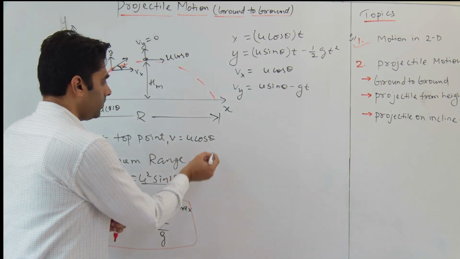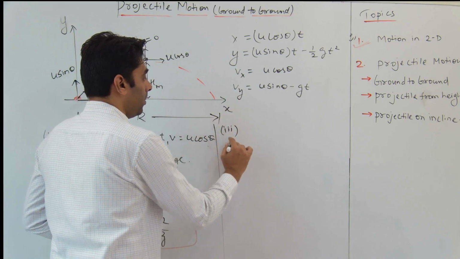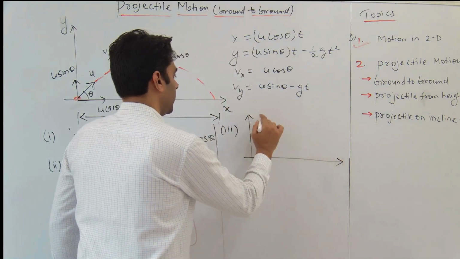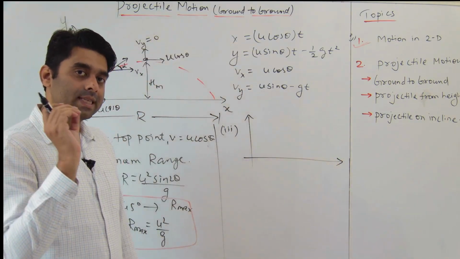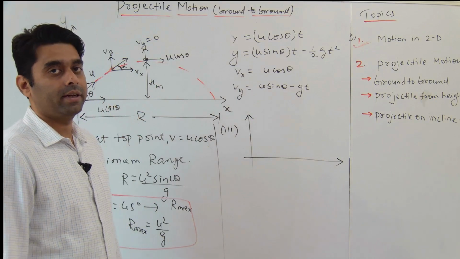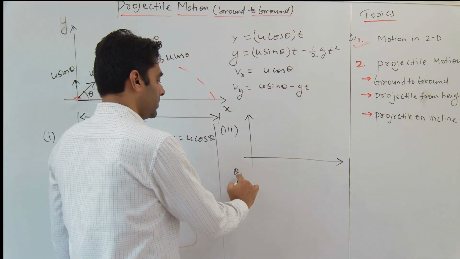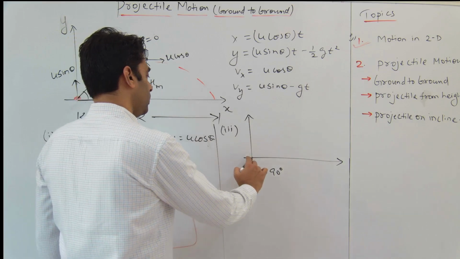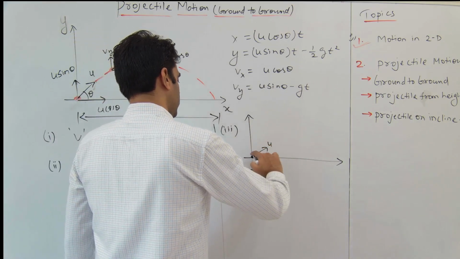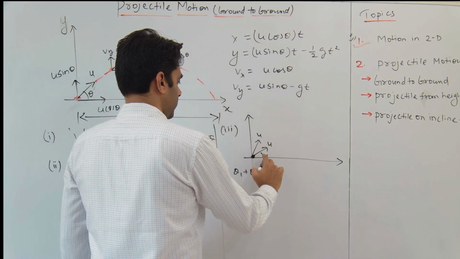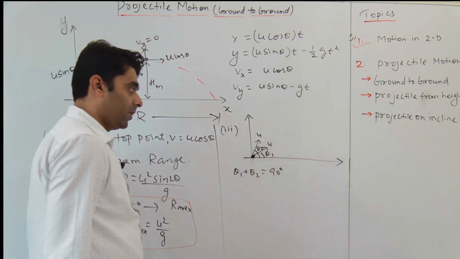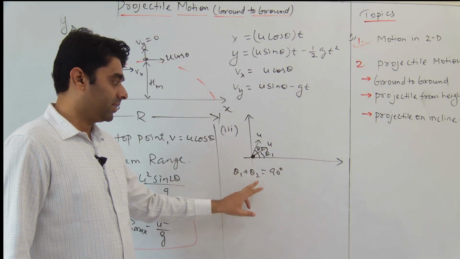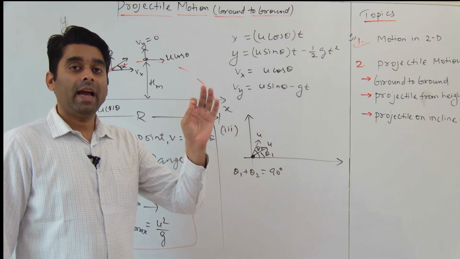Next point is about complementary angles. What do I mean by that? Let's suppose that two particles are thrown with the same velocity u but at angles theta 1 and theta 2 such that theta 1 plus theta 2 is 90. That means the angles of projection are complementary. So we have two particles, one at theta 1, second at theta 2. If two particles are thrown with the same velocity but at different angles theta 1 and theta 2 such that theta 1 plus theta 2 is 90 degrees, then they will have the same range.